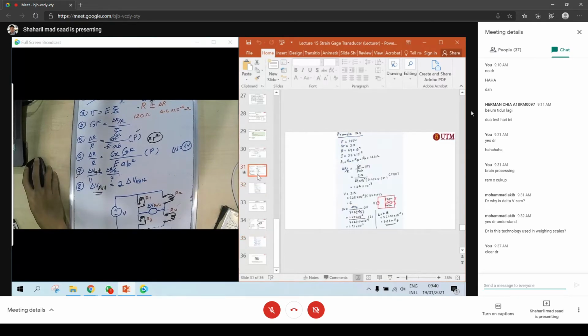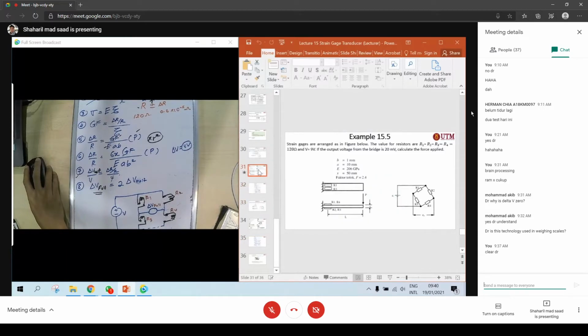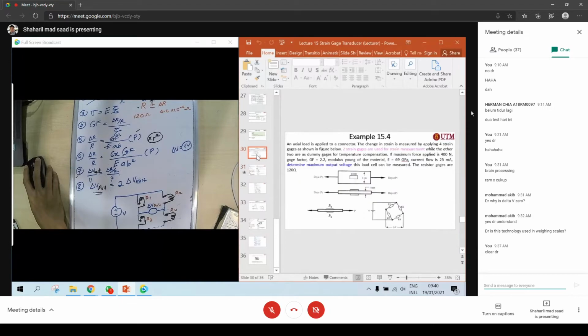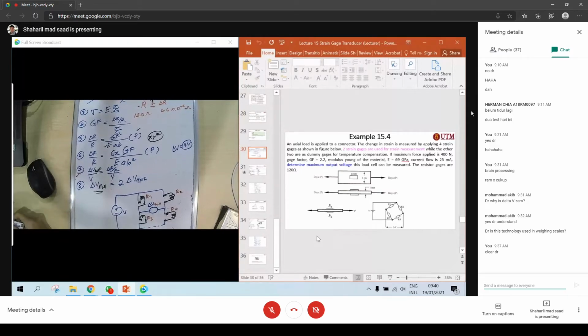So the last example, let's look, where is it? Example. Okay, like this one. An axial load is applied to a connector. The change in strain is measured by applying 4 strain gauges as shown in the figure below. 2 strain gauges are used for strain measurement, that means 2 active strain gauges. So that means you have utilized all the bridge, so that means full bridge.